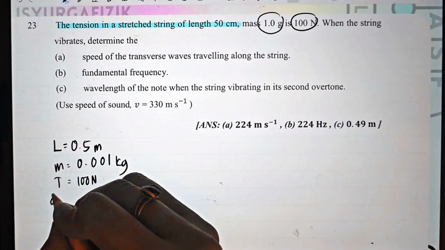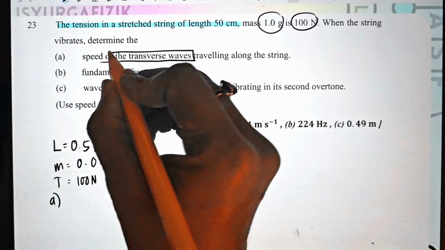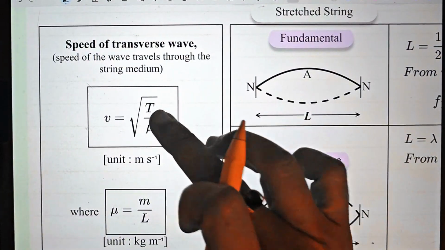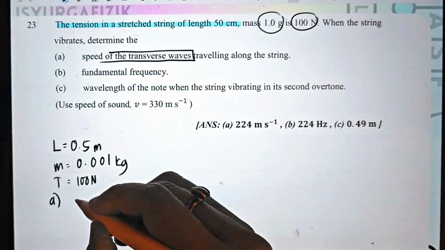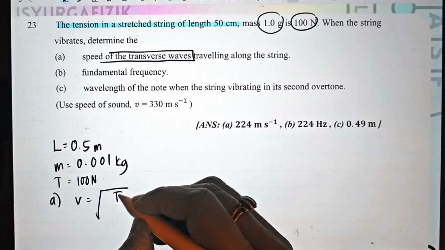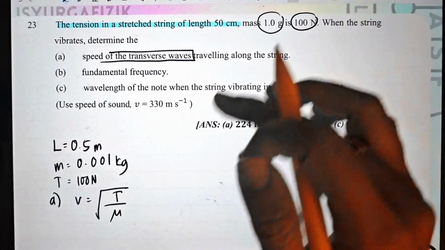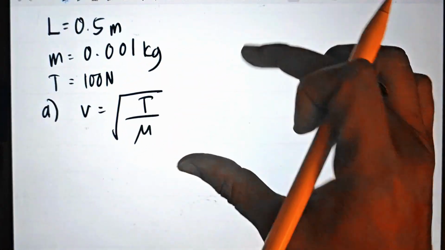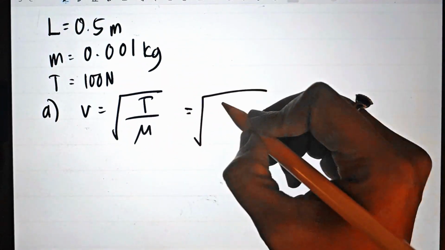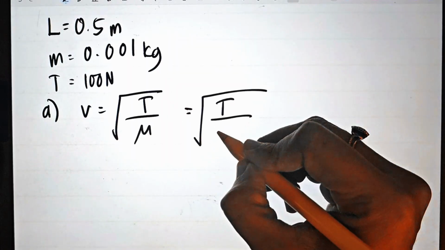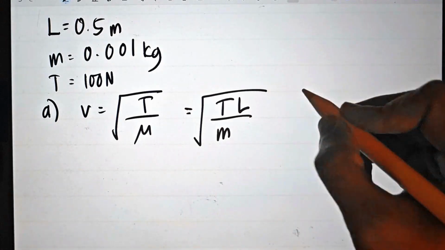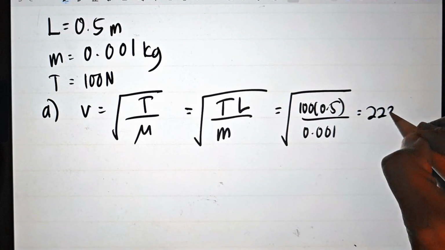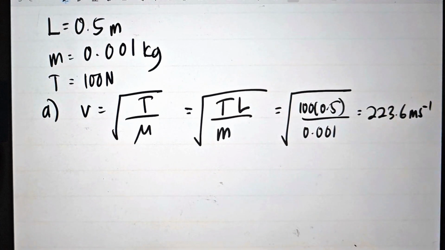So question A is asking for the transverse wave. So don't worry, the transverse wave for the stretched string is very easy. It is here in the note. So V equals to square root of T over mu. Now, because we know mu is M over L, I'm just going to insert it into our equation. So it is T over mass over length, like that. So the answer is 223.6 meters per second.